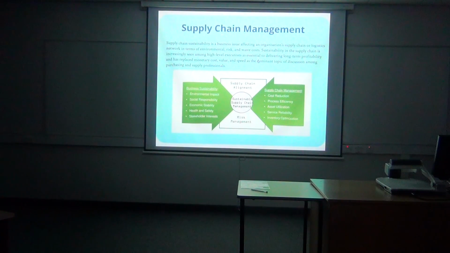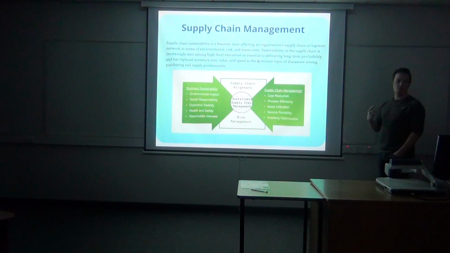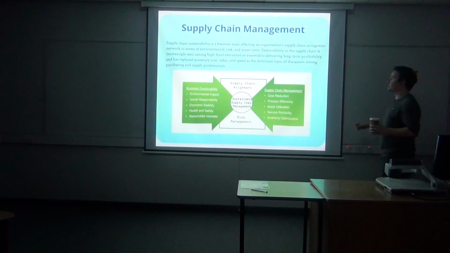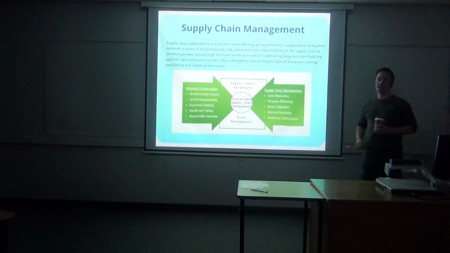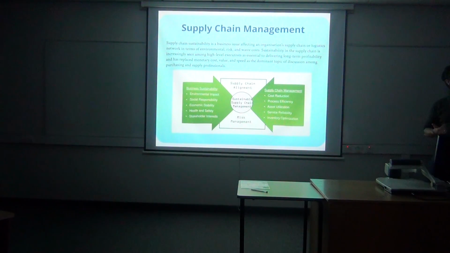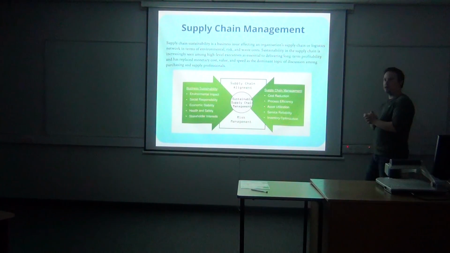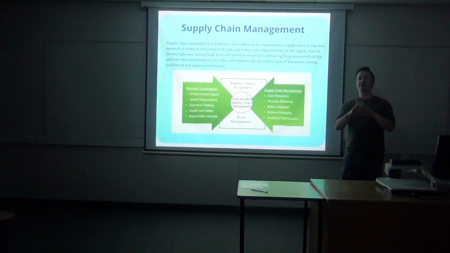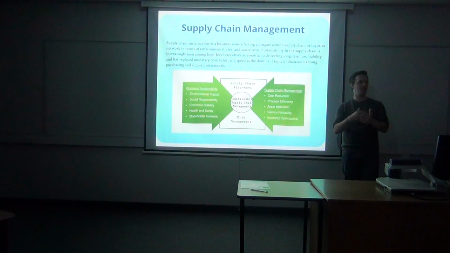So it's a business issue affecting an organisation's supply chain or logistic network in terms of environmental risk and waste costs. Sustainability in the supply chain now is seen as essential to delivering long-term profitability. The reason is a lot of big organisations have started to get their house in order. Marks & Spencer is a good example. They've managed to get their operations into order so that what they actually affect on a day-to-day basis is very sustainable, it's very good, it has great CSR policies.